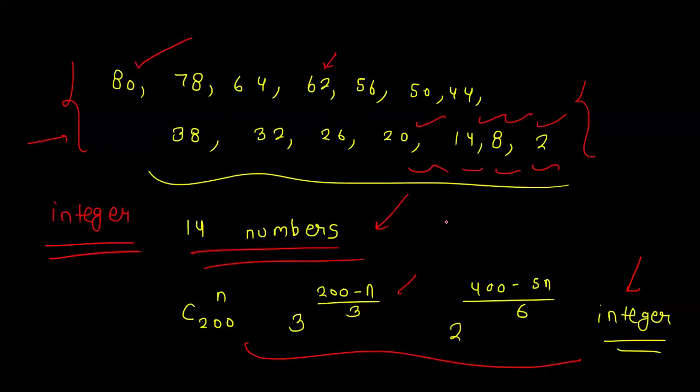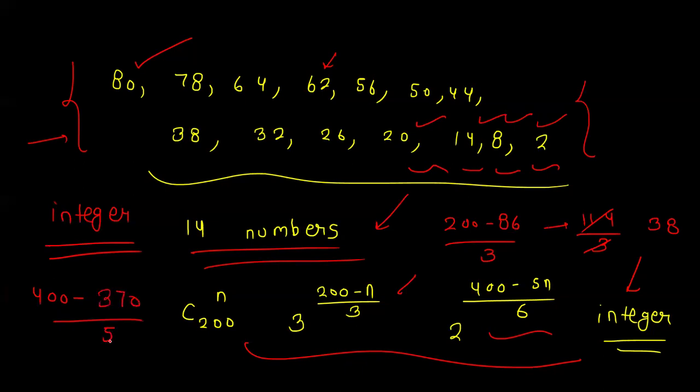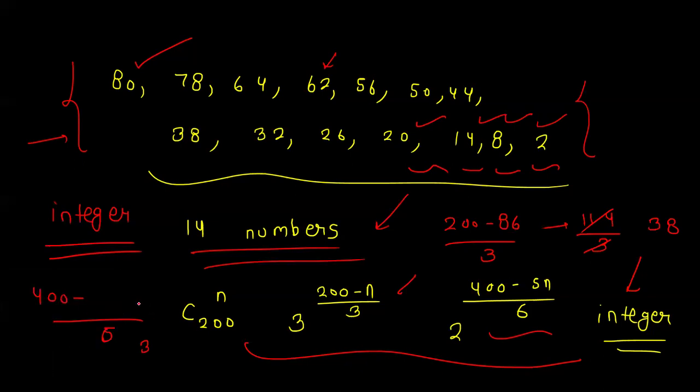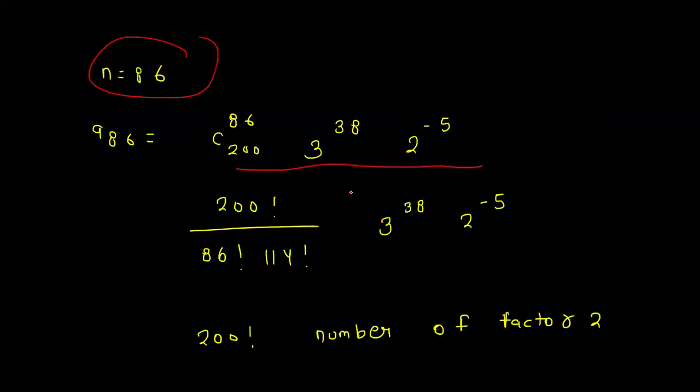So here you can put n is equal to 86, so 200 minus 86 by 3. It will become 114 divided by 3, so it will become 38. And here you can also put n is equal to 86, so it will become 400 minus 86 multiplied by 5, like 86 multiplied by 5 is 430, so it will become minus 30 divided by 6, so it will become minus 5.